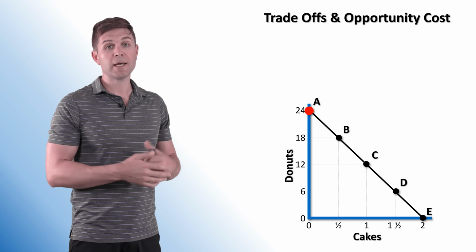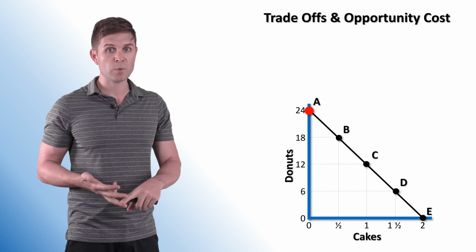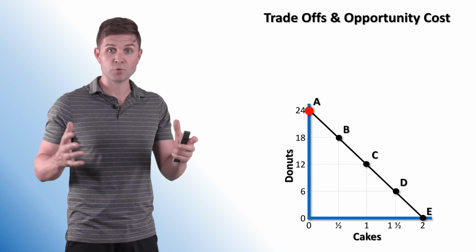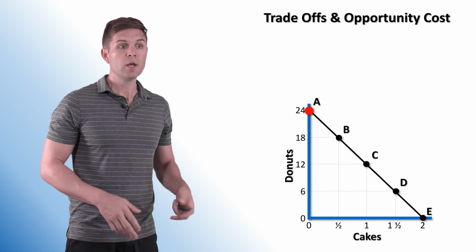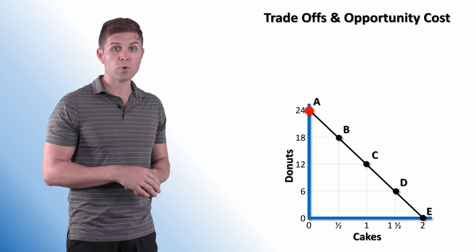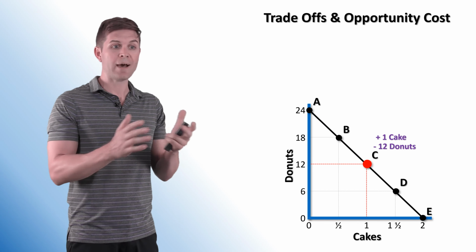So in this case, we're looking at a bakery. They can produce donuts and they can produce cakes. They only have so many employees, so many resources, so many different machines to produce these. So every time they want to produce more of one, it's at the cost of the other. So starting at point A, we're producing 24 donuts and 0 cakes. In order to produce more cakes, we have to give up donuts.